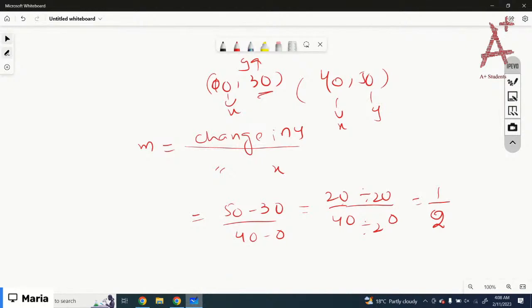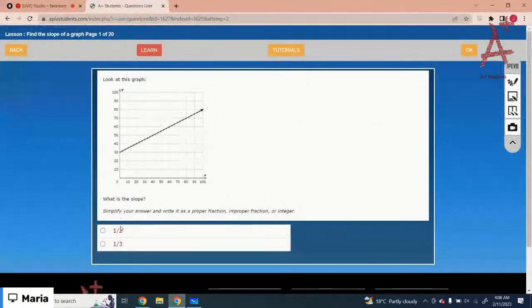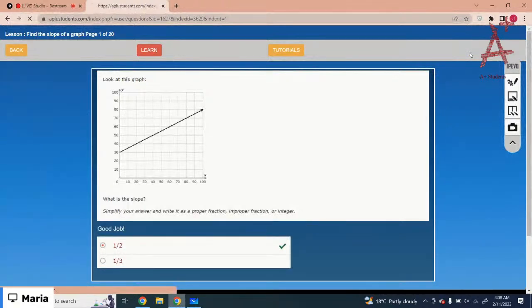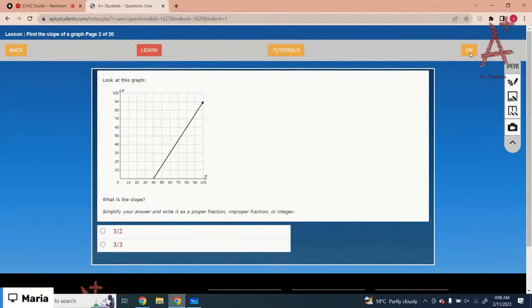So the slope is 1 over 2. Got it? So just select the correct option, then click on the OK button. Okay, the next one is, look at this graph. You can select any 2 points on the graph and then calculate the slope.